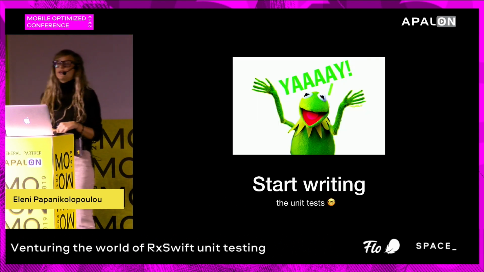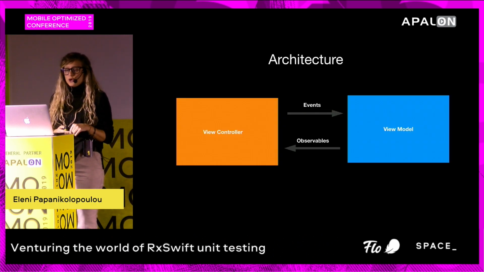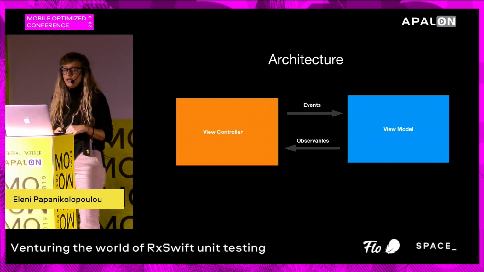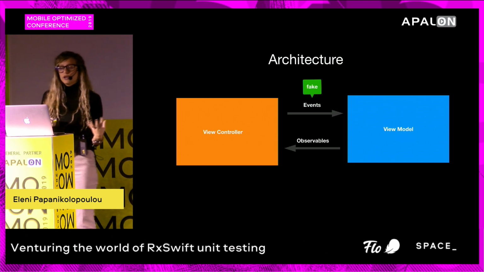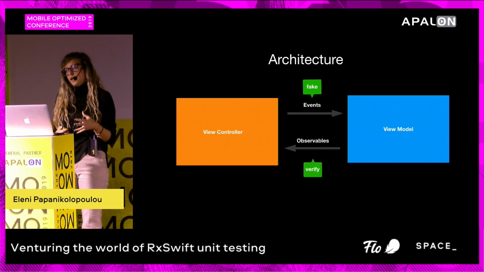So we are ready to start writing our unit tests. We saw earlier that this is the architecture that we used in order to implement our sign-in form. Now, what we have to do in order to write our unit test is that we need to fake the way the view controller feeds the events to the view model, and then get the output events from the observables and verify them.